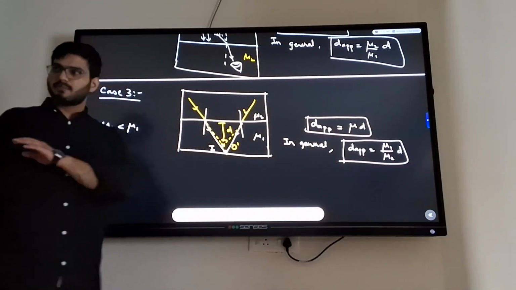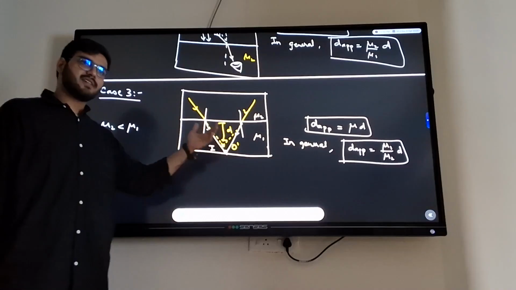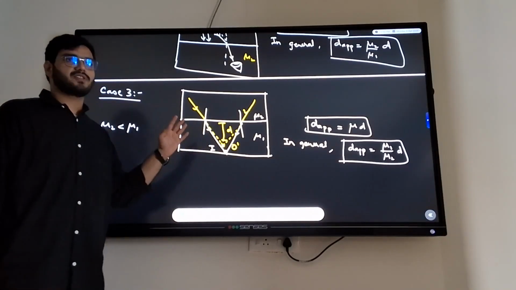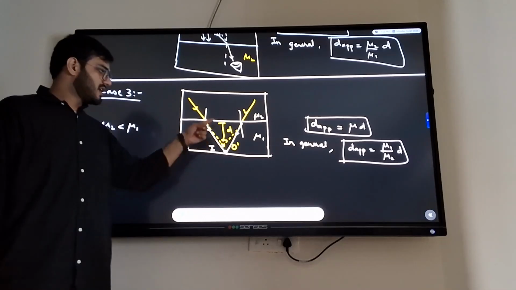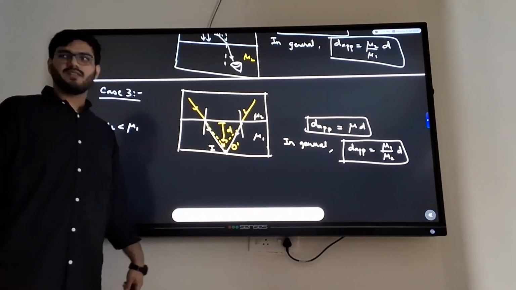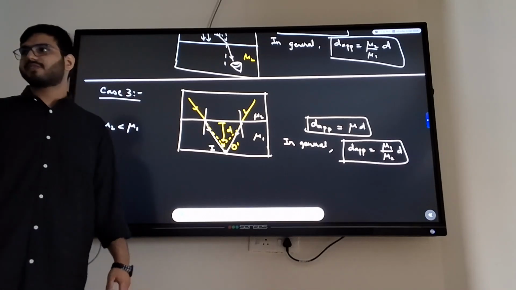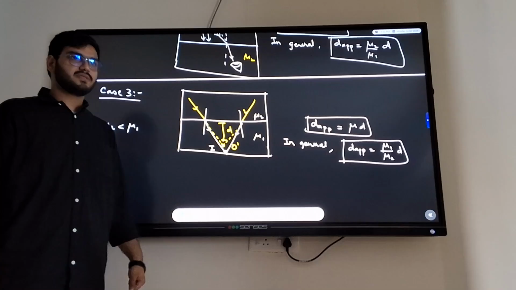You don't have to remember any of it. Okay? Make a ray diagram, you will understand all of it very intuitively yourself. Which one is greater, which one is lesser, where the apparent depth is greater or lesser. All these things will be very simply understood. These are formulas that I just have to give you.